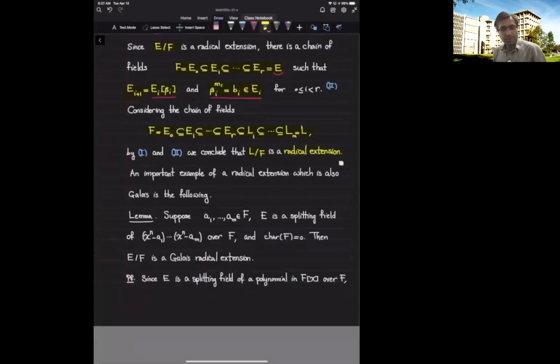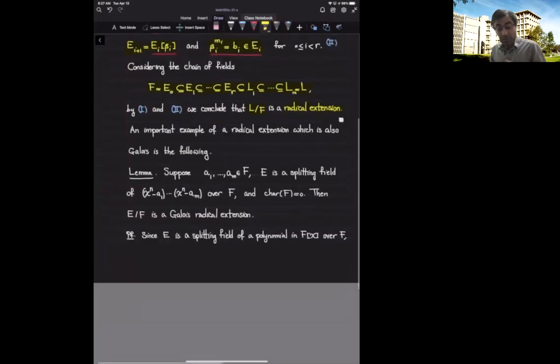But let's start with a lemma, and the next lemma is going to give us a machinery for getting Galois radical extensions. If you remember, the way that we can construct Galois extensions is via the splitting field of a separable polynomial. So we are going to consider certain polynomials that for sure are going to give us Galois extensions, and that are going to give us radical extensions.